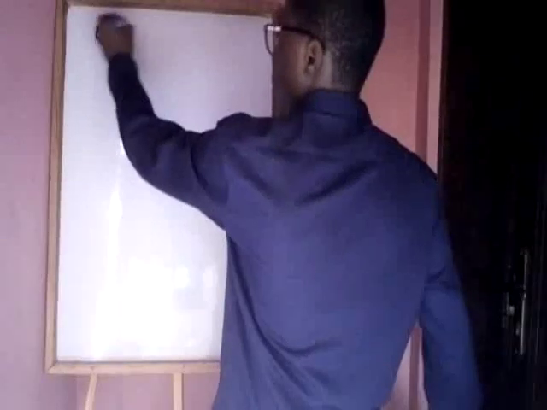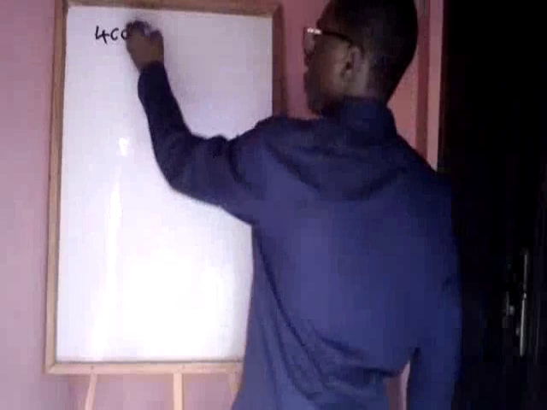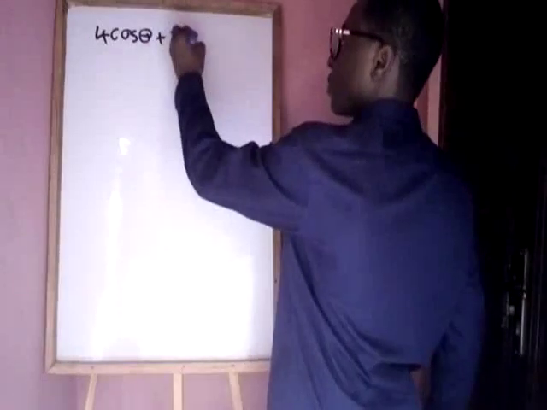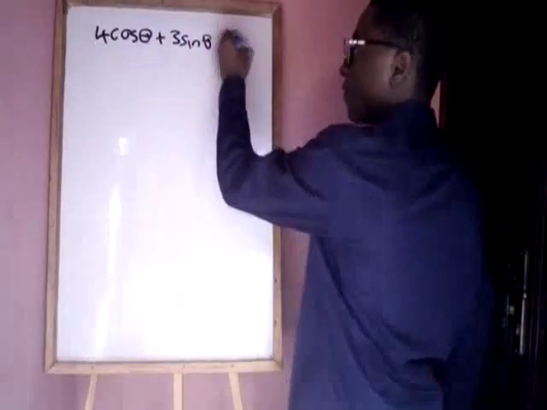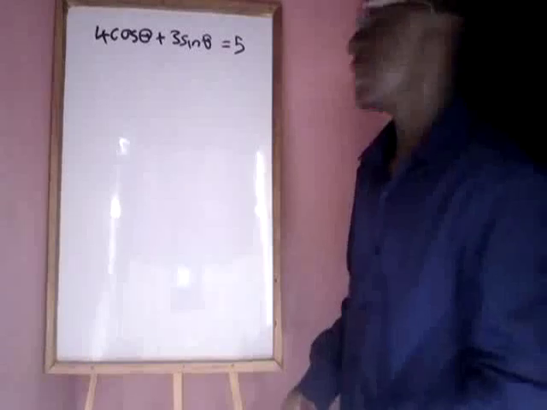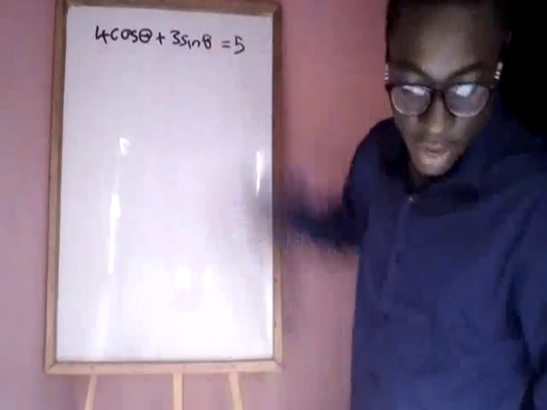Given that 4 cos theta plus 3 sin theta equals 5, find the value of tan theta. So we're given that 4 cos theta plus 3 sin theta is equal to 5, right? And we are looking for the value of tan theta.